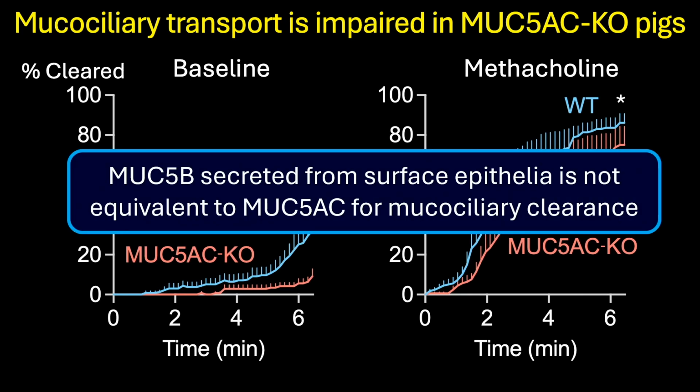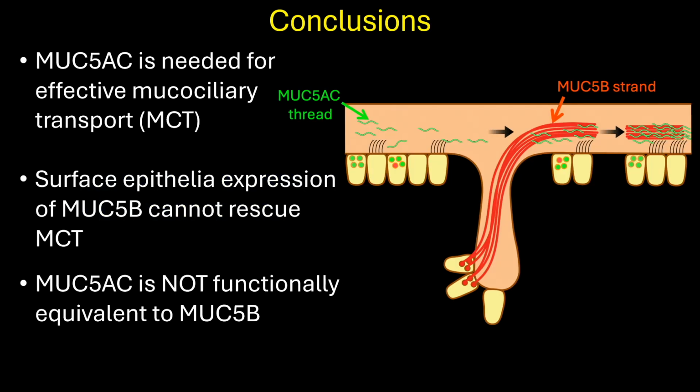This has led us to conclude that MUC5B secreted from the surface epithelium is not equivalent to MUC5AC in mucociliary clearance. Our overall conclusions so far from this study are that MUC5AC is necessary for effective mucociliary transport, that surface epithelium expression of MUC5B is not sufficient to rescue MCT, and that ultimately MUC5AC is not functionally equivalent to MUC5B.